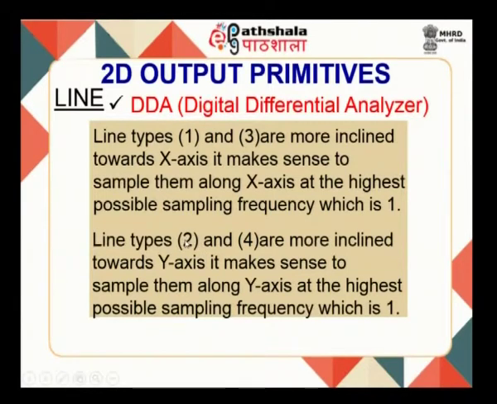So, our aim is to sample the line along the x axis at the best possible sampling frequency, and that is 1 unit. That means start from the first end point on the line, take sample values at 1 unit, and go till the last point, that is the other end point. Similarly, for line types 2 and 4, because they are more inclined towards the y axis, it makes sense to sample them along the y axis at the best possible sampling frequency, that is 1 unit.